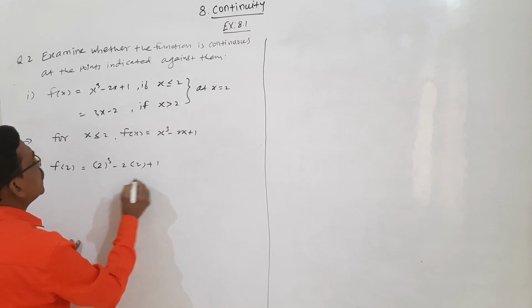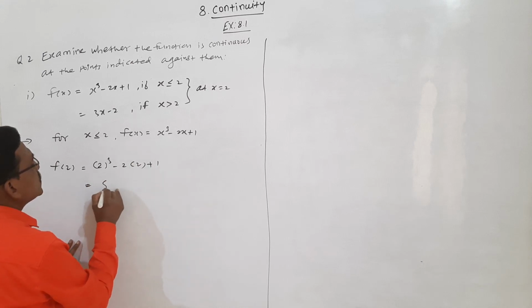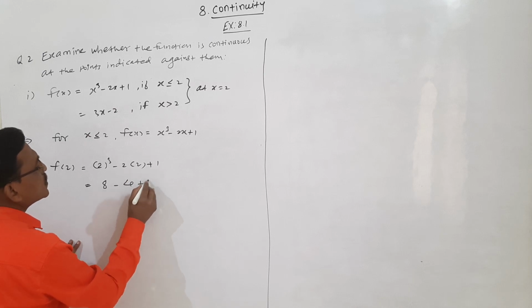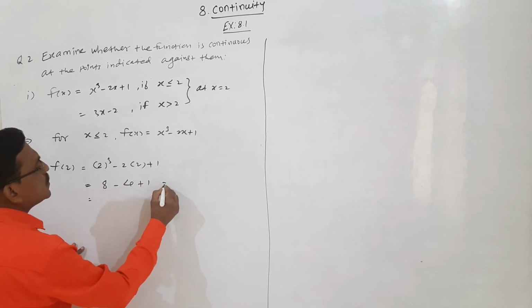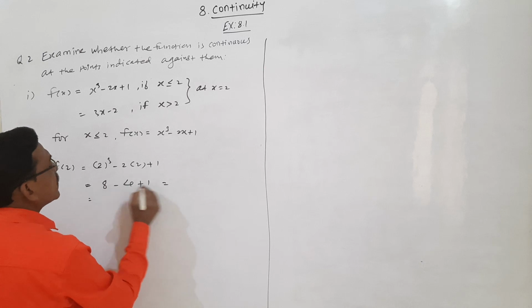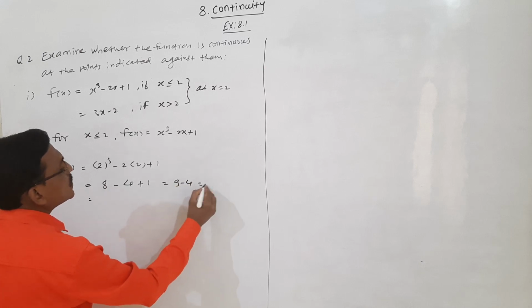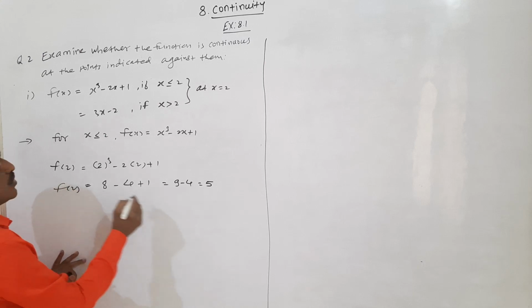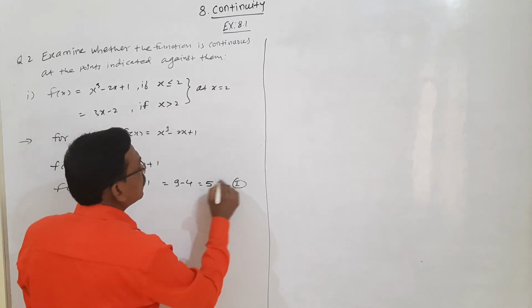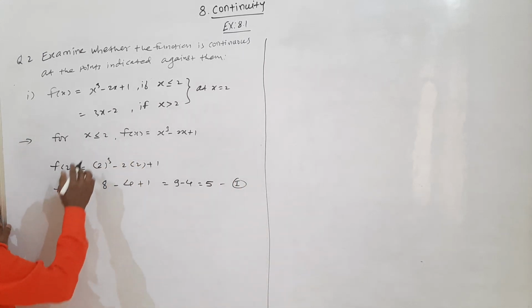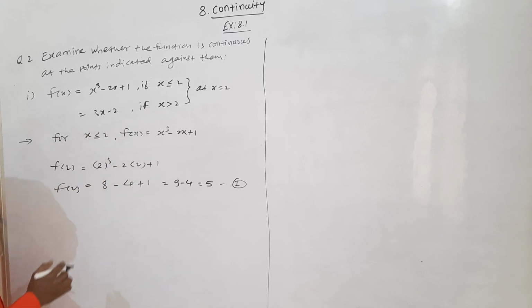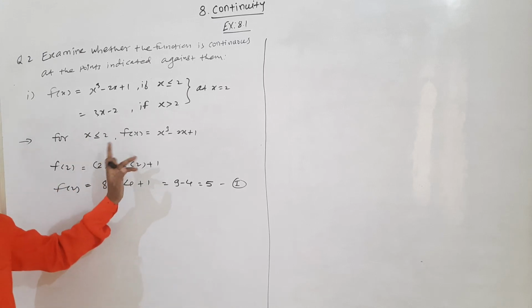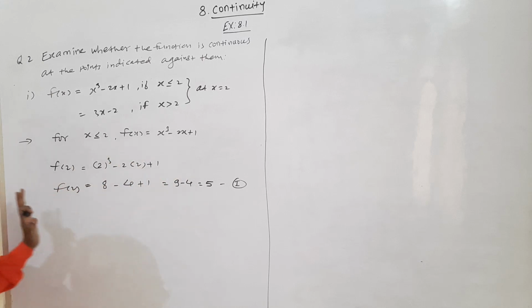And so it is equal to 2 cube is 8 minus 2 into 2 is 4 plus 1. Actually it is equal to 8 plus 1 is 9, minus 4 is equal to 5. So f of 2, function of that point, is equal to 5, call equation 1. Now again x is less than 2, means we have to apply left hand side limit to this function.